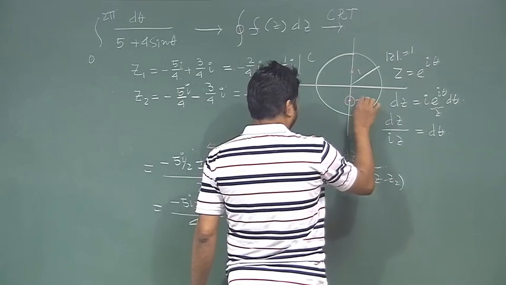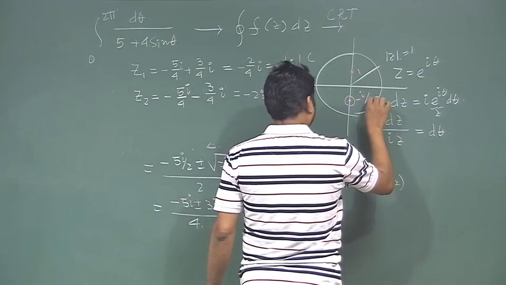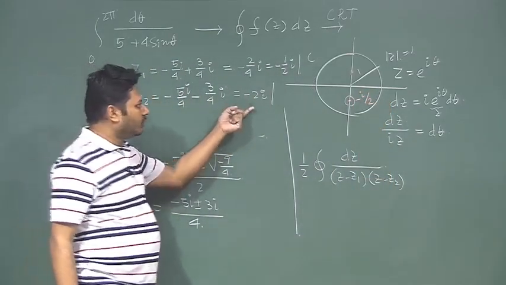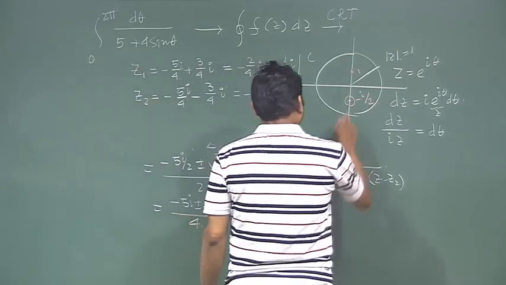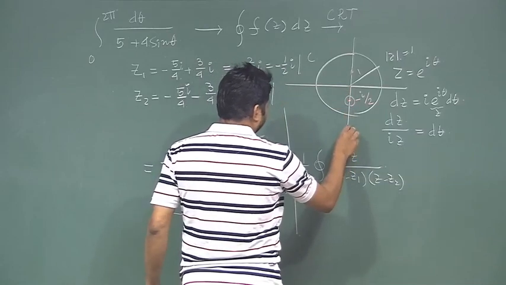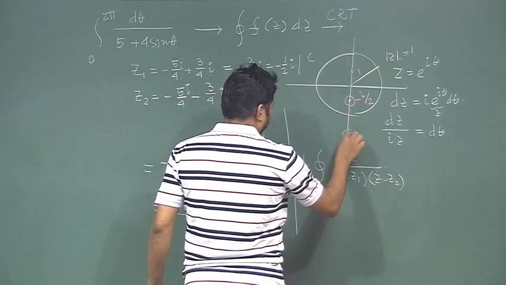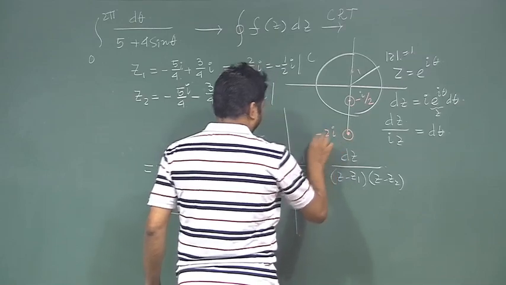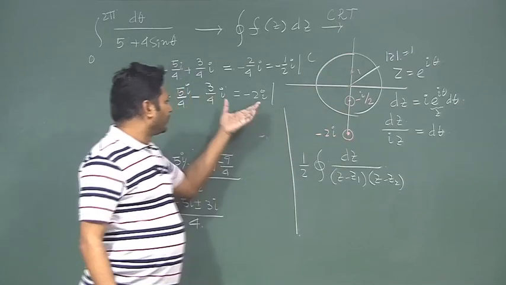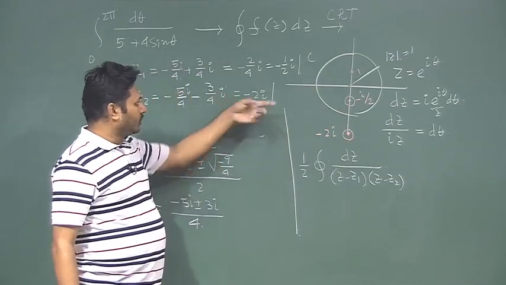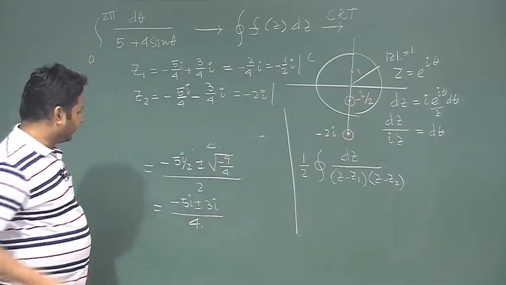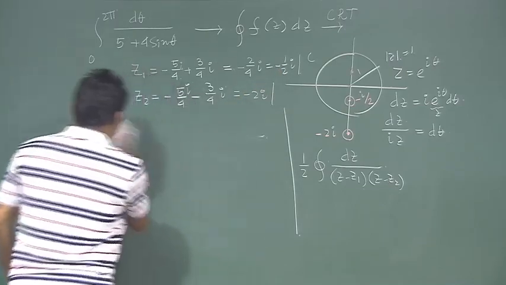This point is minus I by 2. What about the other point, which is minus 2 I? Minus 2 I is somewhere here, which is obviously outside the circle. So, I should not take care of this residue, I only take this residue. If I take this residue, then the result is coming like this.